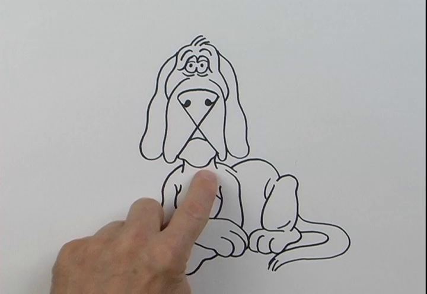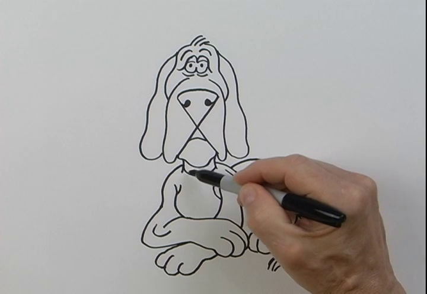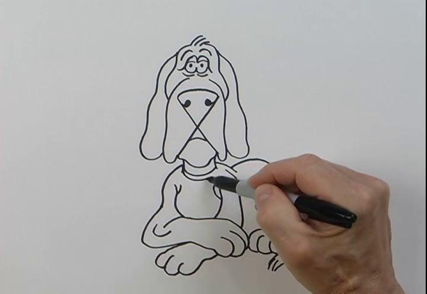Let's make a collar. A curved line there. And another curved line right there. That was neat. I must say, boys and girls, drawing using letters was amazing fun.